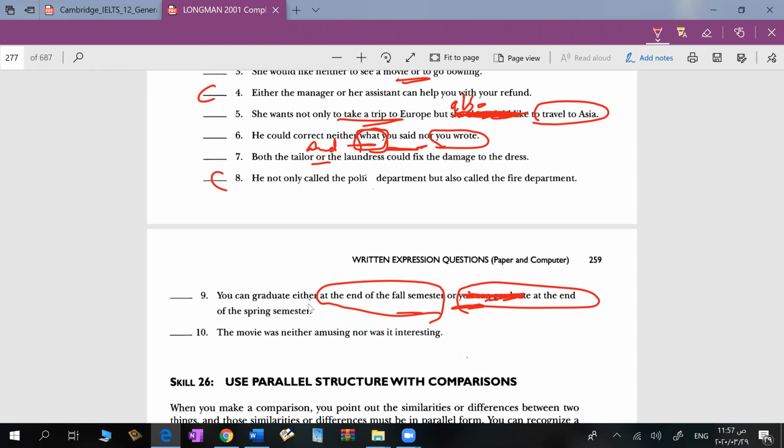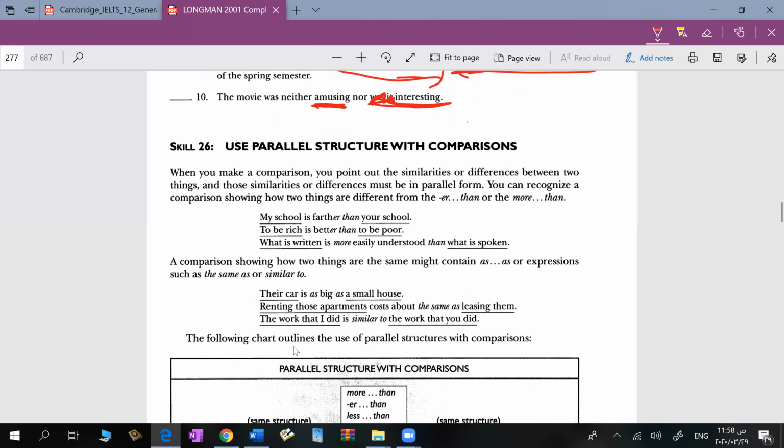The movie was neither amusing nor was it interesting. I think it's incorrect. How can we make it correct? After neither, what do we have? Adjective. After nor, what do we need? Adjective. Okay. Remove "was it." So it should be: the movie was neither amusing nor interesting. Yes, remove "was it." Very good.